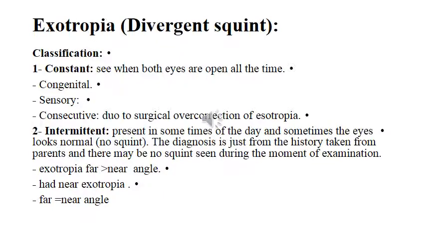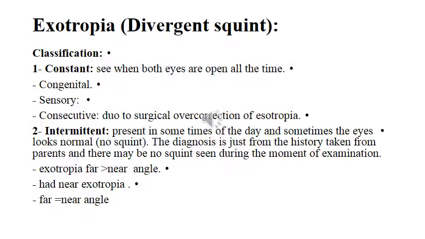For exotropia, which is divergent squint, the classification is either constant or intermittent. The constant variety is usually when both eyes are open all the time and one of them is deviated outward. It's either congenital, since birth, sensory, or consecutive. What we mean by sensory and what we mean by consecutive.